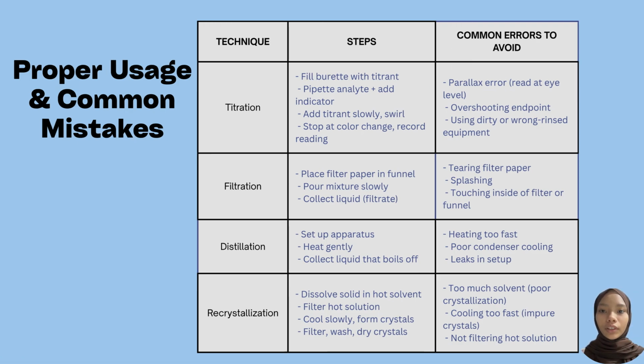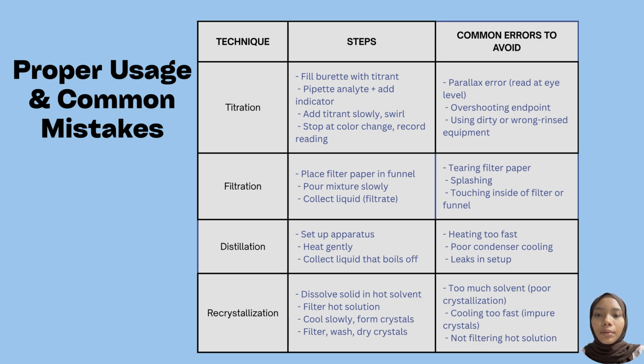Then, the steps for titration are: we have to fill the burette with titrant, then pipette the analyte and add the indicator. Add titrant slowly and swirl. Stop at color change and record the reading. Common errors to avoid for titration are parallax error, so we must read it at eye level, and then overshooting the endpoint. And lastly is using the wrong or unrinsed equipment.